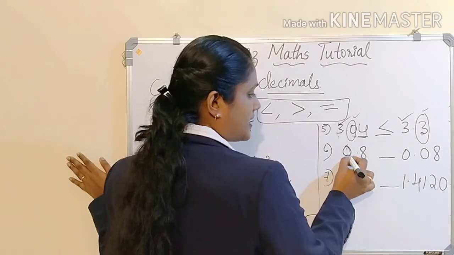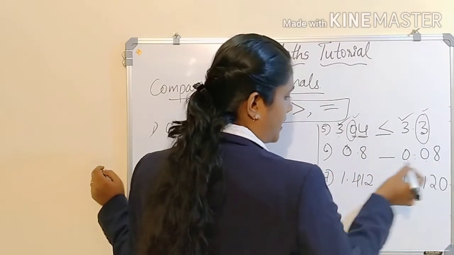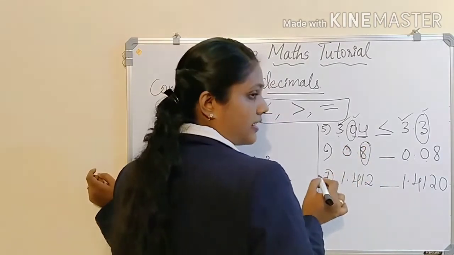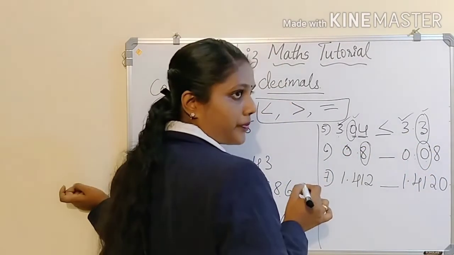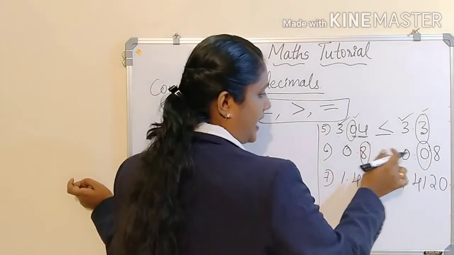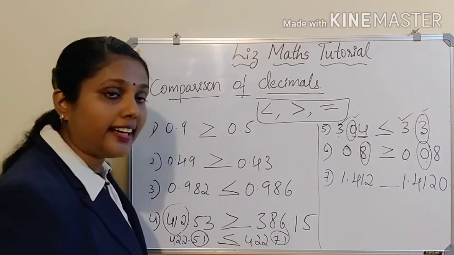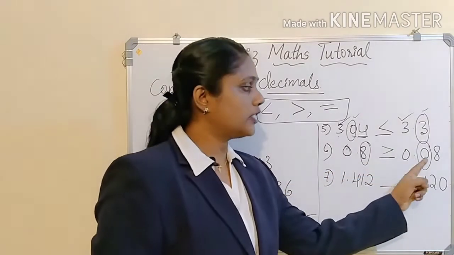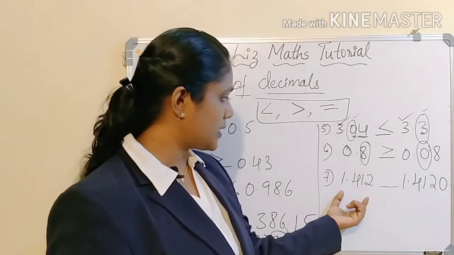Hope you understood. Now here let us see the next one. Here you can see 0.8. Here also 0.08. In the place of 8, the tenths place, here you can find 0. So which is greater? 8 or 0? 8 is greater. So obviously 0.8 is greater than 0.08.